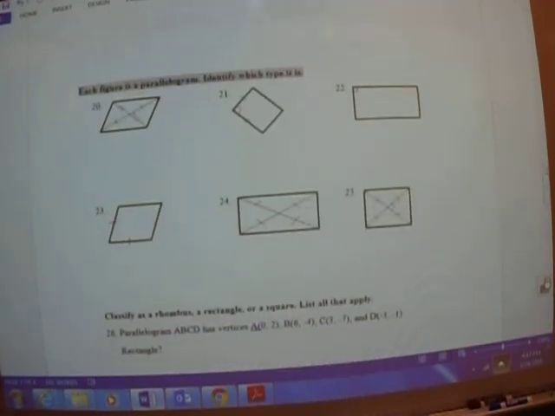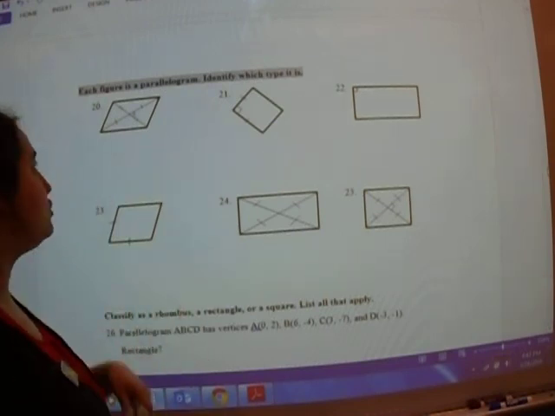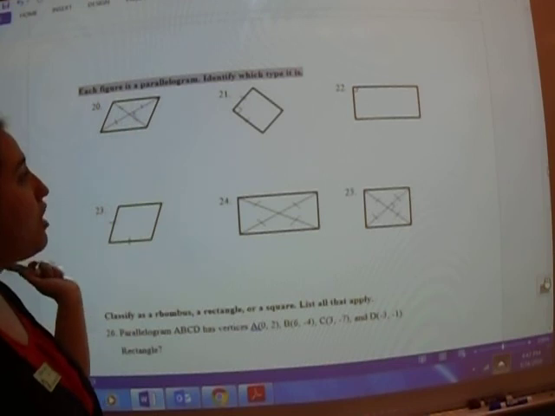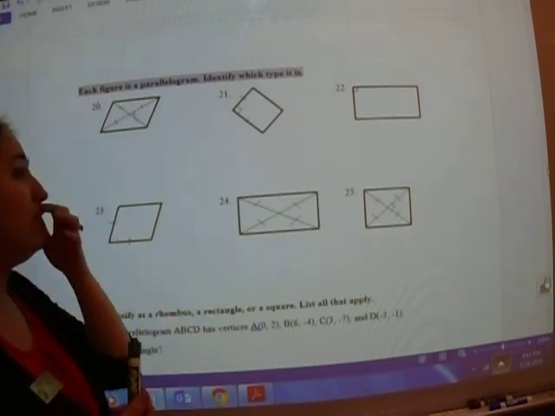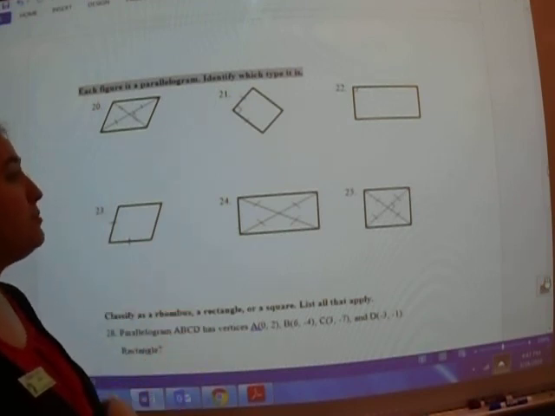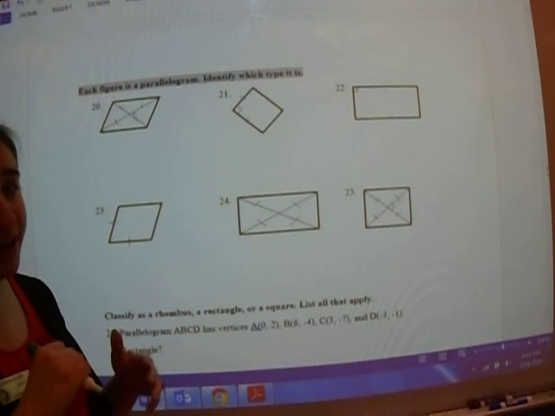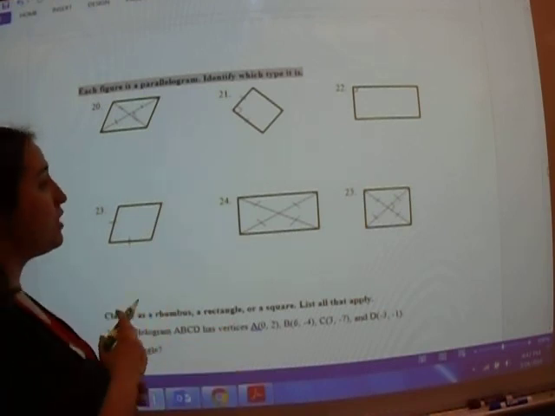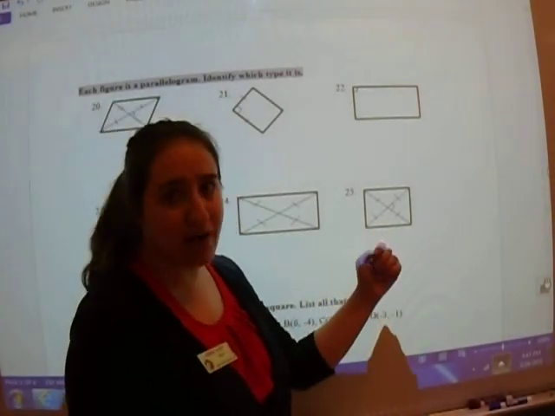I also don't plan on going over 20 through 25, but here's what you need to know about this. You don't have to use numbers for this. This is just testing you on your knowledge of the properties of each of a square, a rectangle, or a rhombus. Also keep in mind, it doesn't say state all that apply, and it might on the quiz or test, I don't remember.